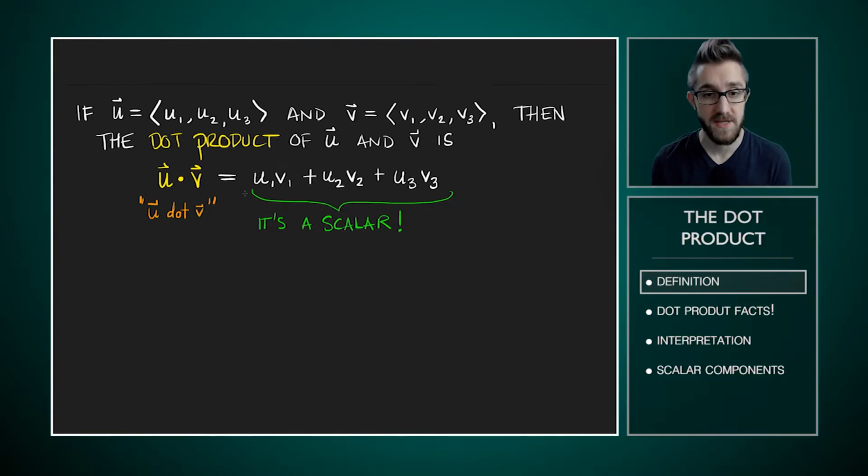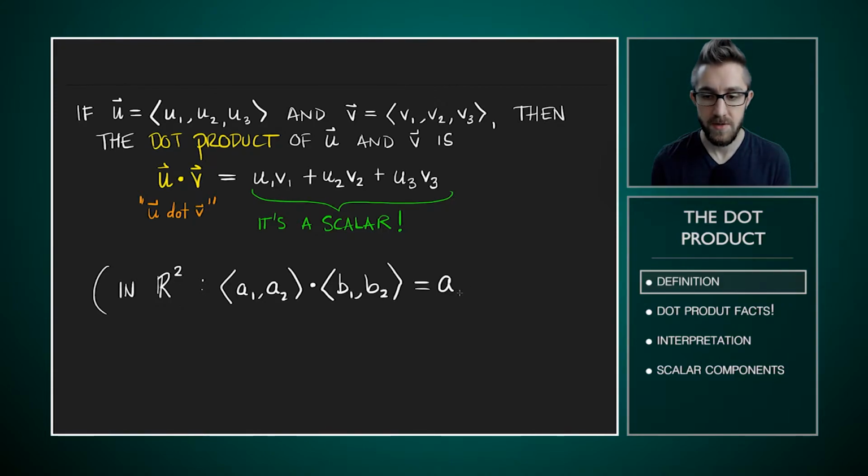So we take dot products of three-dimensional vectors like this. The way to take the dot product of two-dimensional vectors is pretty much the same. So I'll just write that here. For vectors in R2, for instance, if you had A1 and A2, and you were taking the dot product of that with B1, B2, then you do the same thing. You'd multiply corresponding components and add them together.